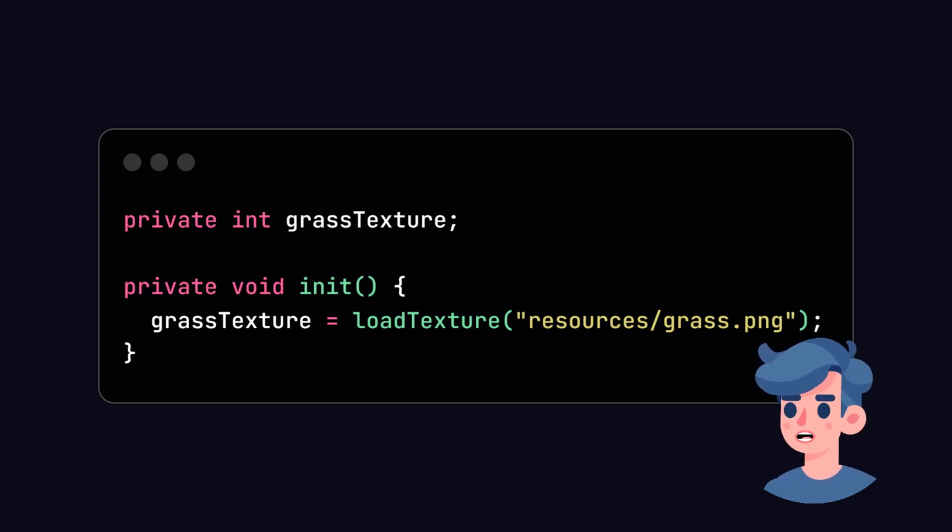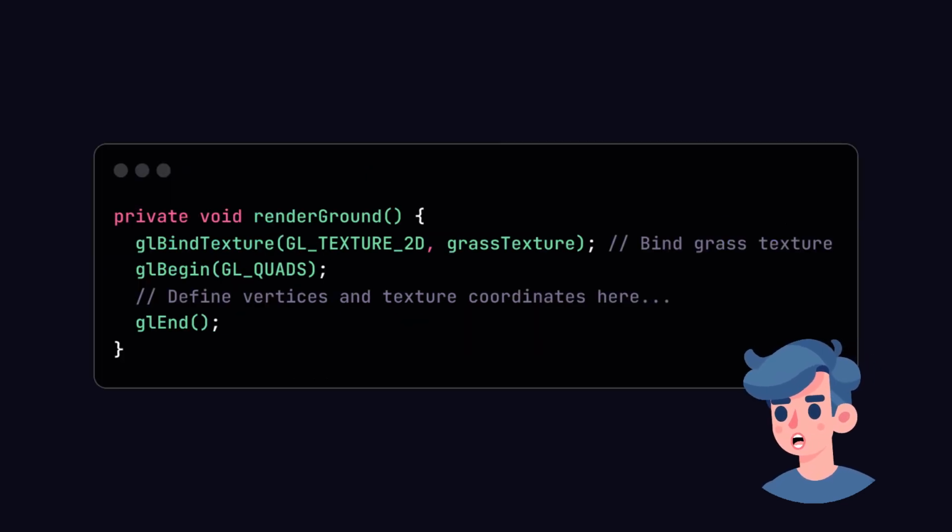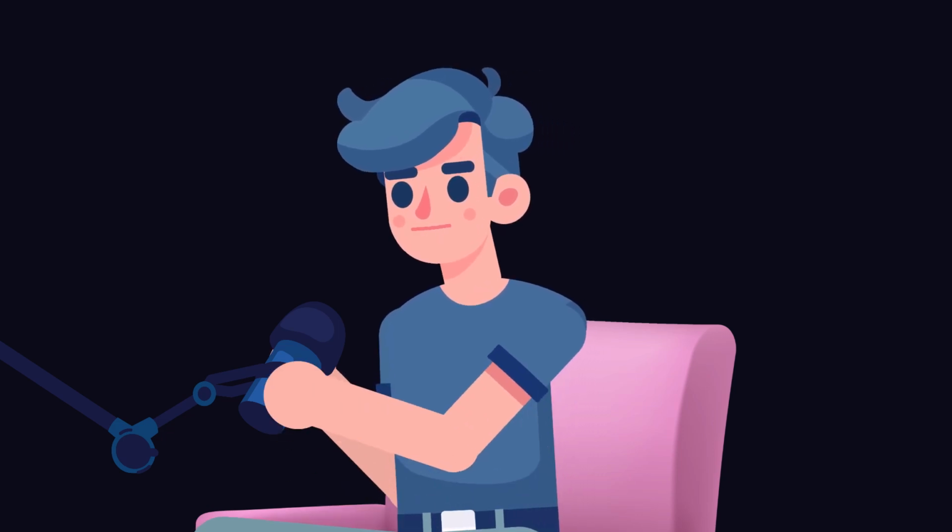We'll use the texture during our renderGround method. Don't forget to call the init method inside your start method after OpenGL initialization. Update it like this. Next, modify the renderGround method to bind the grass texture. You can do this by adding the following lines. This will allow our ground to show the grass texture upon rendering. Run your program and marvel at your textured terrain now.